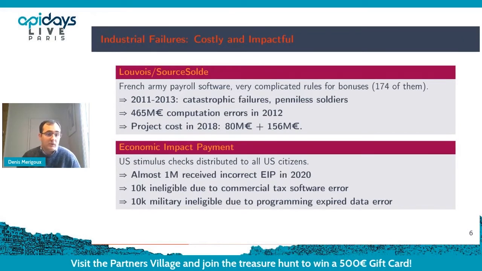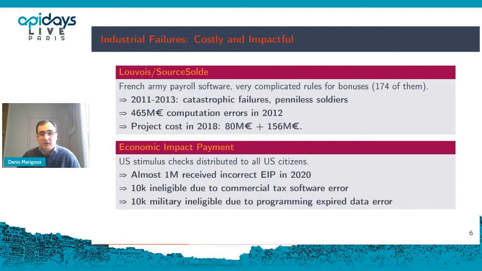In the US, this problem is worldwide. Actually, I'm giving French examples, but I think it happens around the world. And in the US, the latest stimulus check that was distributed with the advent of the pandemic also suffered from computation errors, with respect to who was eligible for the check or not. For instance, some commercial tax software error caused 10,000 people in the US to not receive their stimulus check. Also, if you're a military spouse living in a base overseas, so you're not technically in the US, but you're kind of still in the US, there was an error regarding whether you were considered or not.